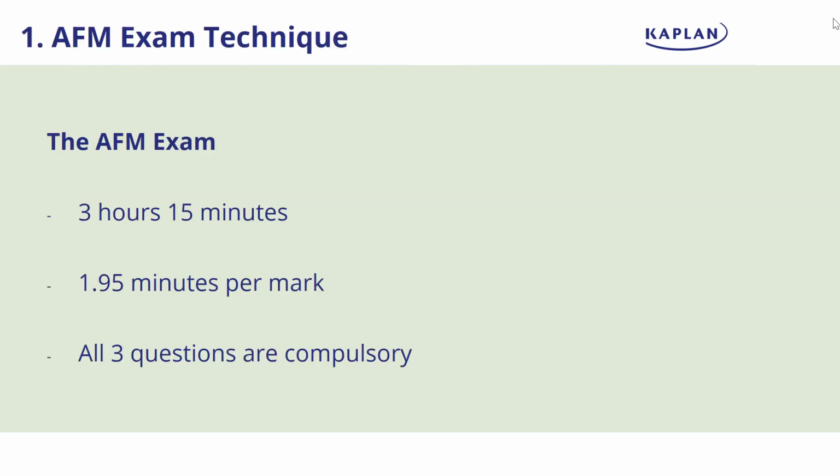So let's just have a little reminder about this exam. You've got 3 hours 15 minutes to complete it, and that's working out at 1.95 minutes per mark. It's always useful to allocate time to each question, just to make sure you're not overrunning. Do remember that all 3 questions are compulsory. Previously in this exam you used to have a choice in section B. Now you have to do all 3 questions, which takes away any decisions you might have to make, so in some ways makes life a little bit easier for you.